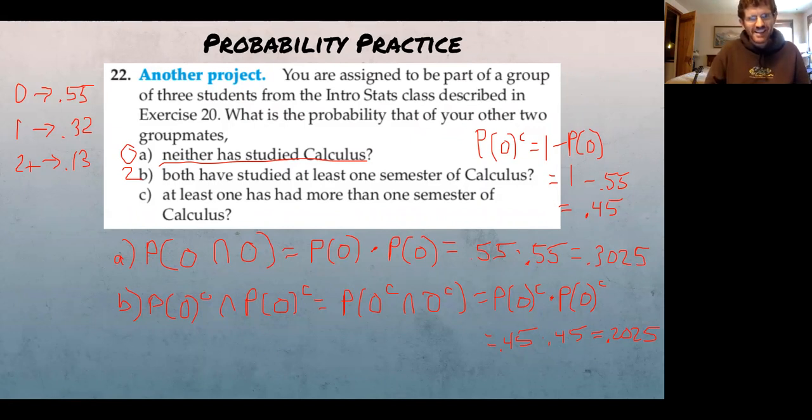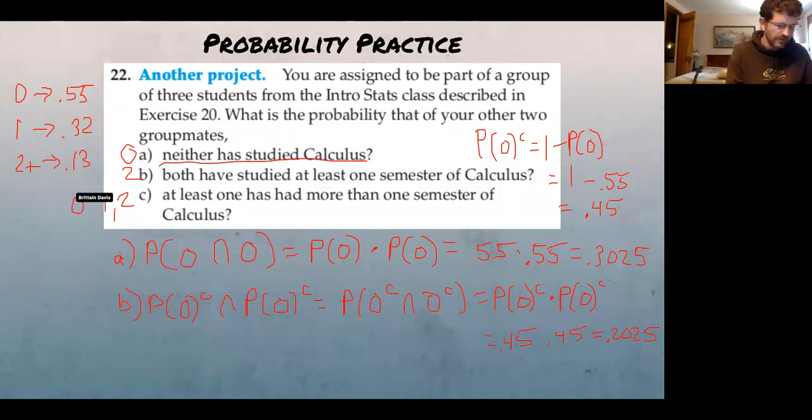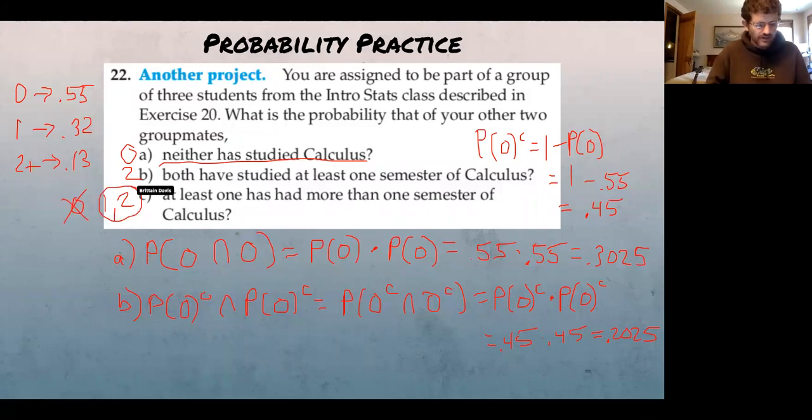The last one says at least one has had more than one semester of calculus. So how many situations meet this criteria? Well, if one of them has studied calculus, that's fine. If 2 of them have studied calculus, that's fine. The only thing that doesn't work is if 0 has studied. So now I have 2 success conditions and maybe different ways of getting there. If only one of them is taking calculus, it doesn't matter if it's the first or the second class group mate. So I have 3 possible outcomes that lead to this. All right, so this is why it's a little bit more confusing just on that conceptual side.